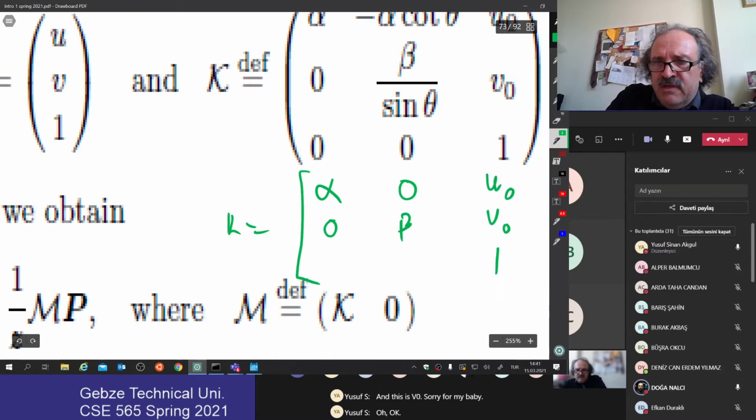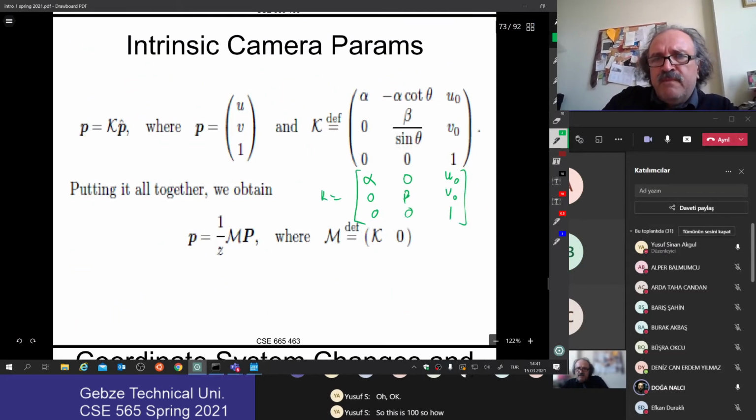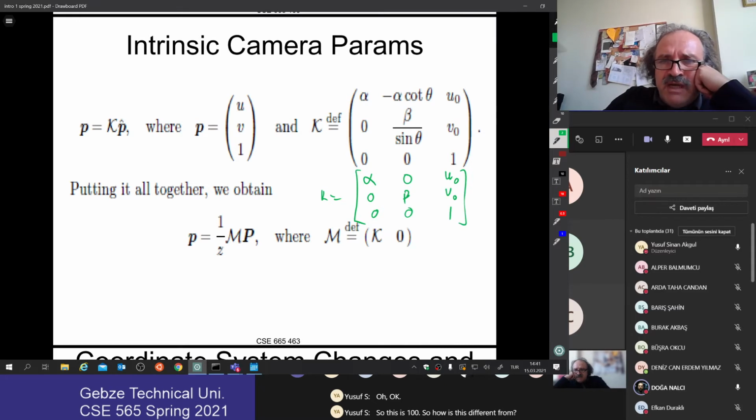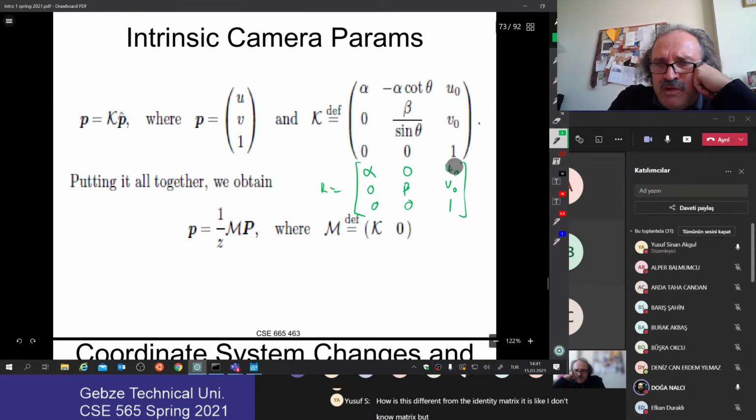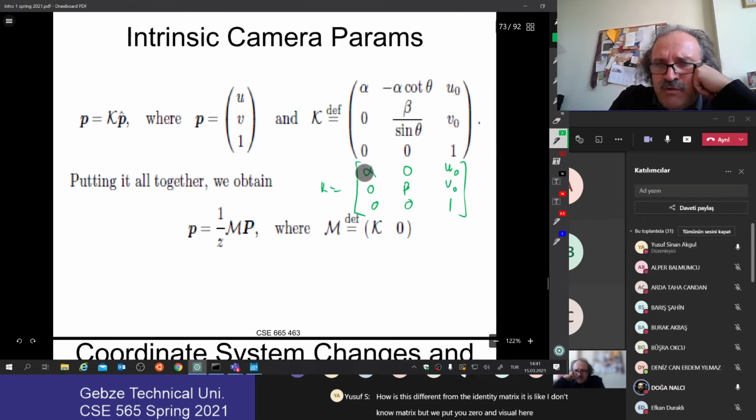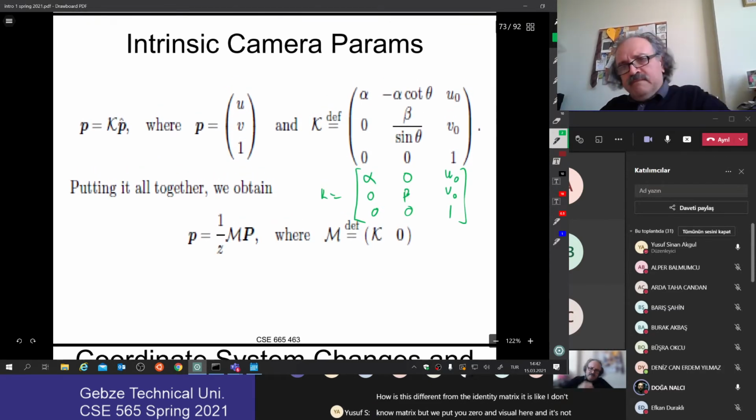So this is 0, 0, 1. How is this different from the identity matrix? It is like the identity matrix, but we put u0 and v0 here, and instead of 1 I have alpha and beta.